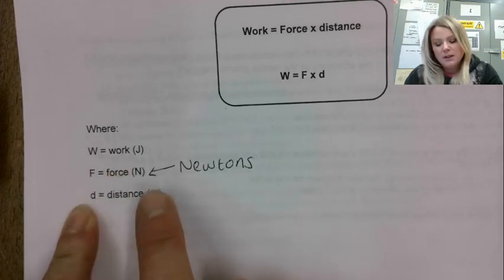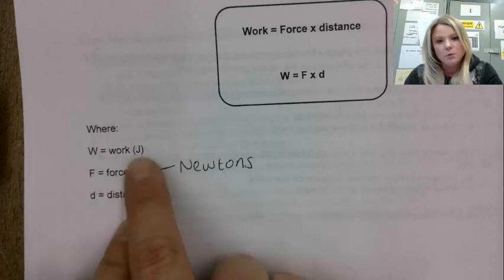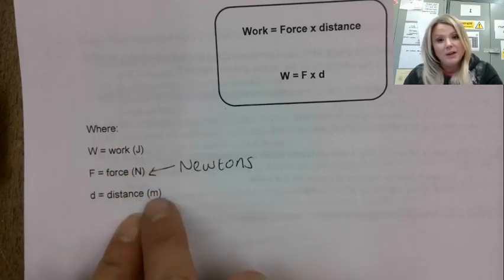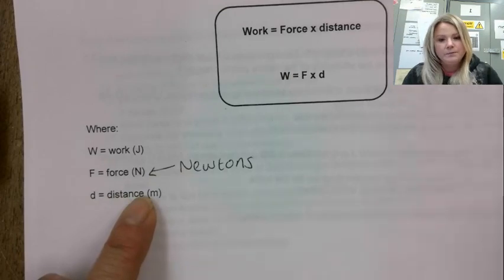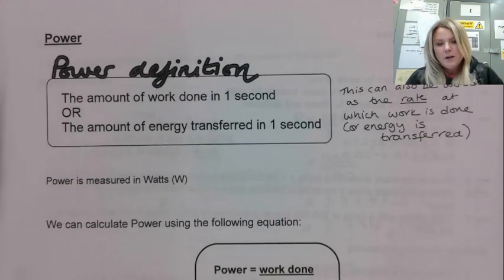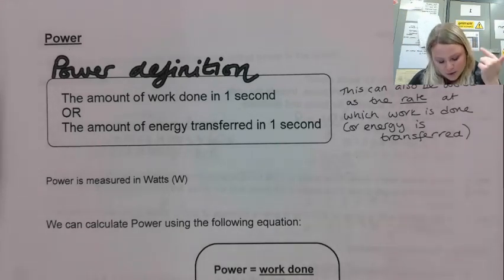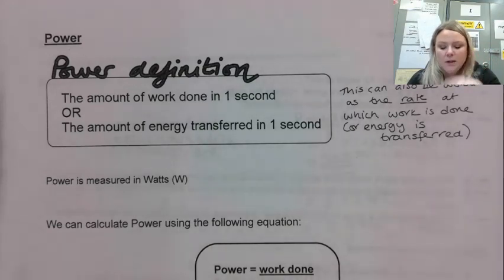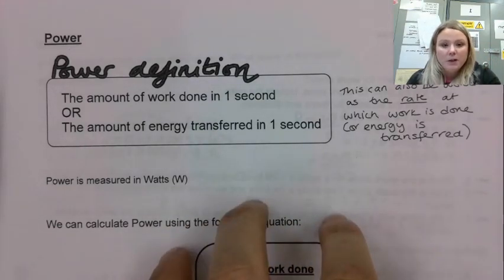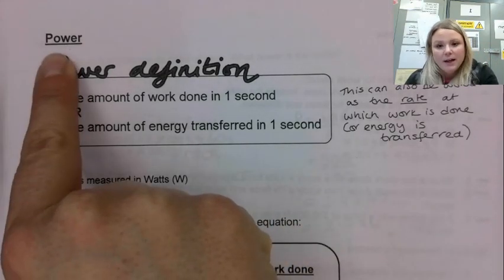It absolutely must be in meters for our work to come out in joules. We cannot put anything else into this equation. Now, the reason I wanted to go back over that, and it was very brief, it was just to remind you of the equation, is because it's going to come up in today's work as well. So if you turn now to page 34, this is the stuff that we're going to be looking at today. So we're going to be looking at power.